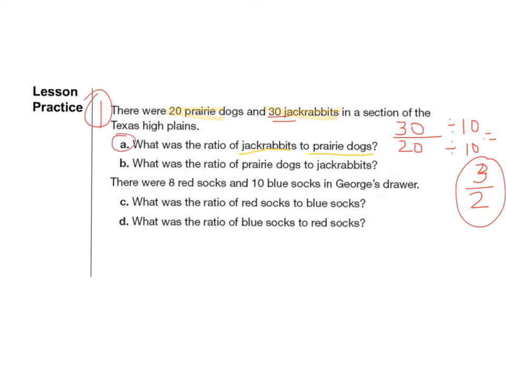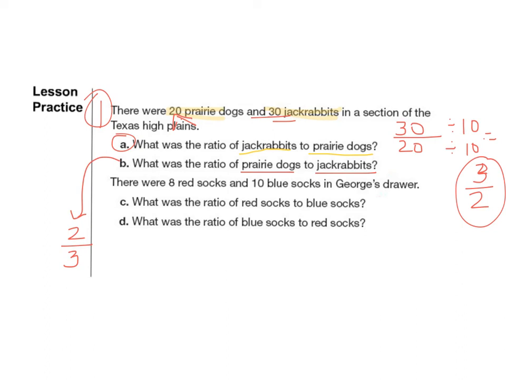Question B asks, what was the ratio of prairie dogs to jackrabbits? Well, this is actually a pretty straightforward answer because you're using all the same numbers, so you don't need to solve it again. In this case, the point is just that you're changing the order. So that means for question B, prairie dogs would go first, which means the 20, which reduced to the 2, and jackrabbits will go second in the denominator here. So our final answer is just 2/3 for question B.